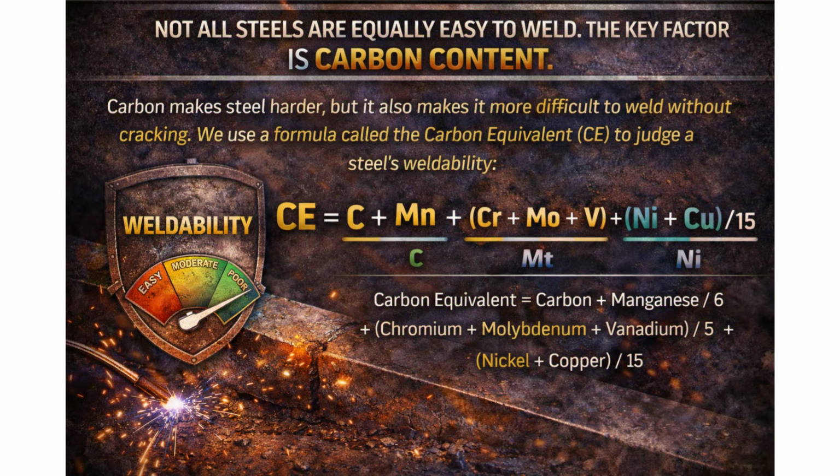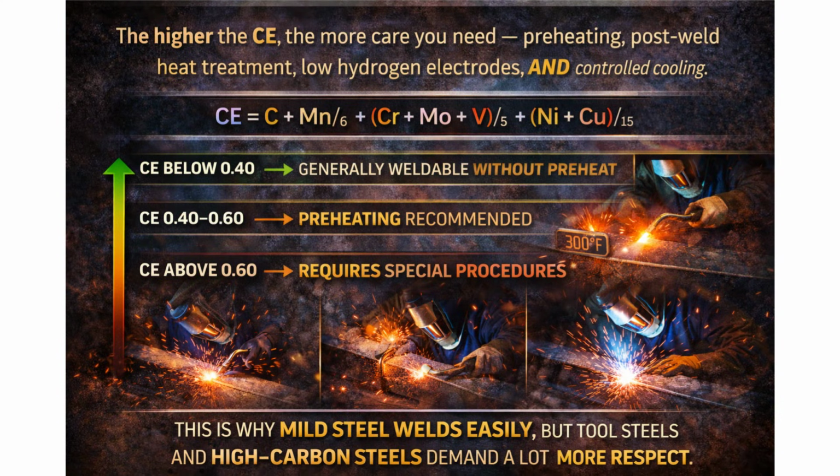Not all steels are equally easy to weld. The key factor is carbon content. Carbon makes steel harder, but it also makes it more difficult to weld without cracking. We use a formula called the carbon equivalent, CE, to judge a steel's weldability. Carbon equivalent equals carbon, plus manganese divided by 6, plus chromium plus molybdenum plus vanadium divided by 5, plus nickel plus copper divided by 15. The higher the CE, the more care you need: preheating, post-weld heat treatment, low hydrogen electrodes, and controlled cooling.